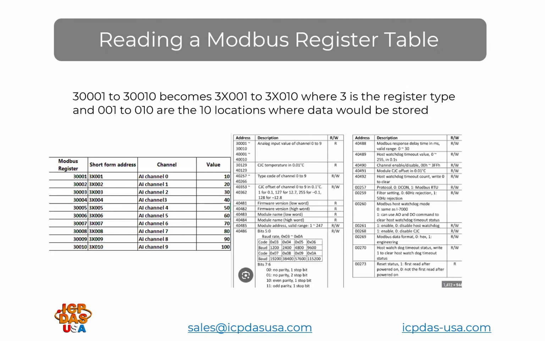Taking a closer look at this table, Modbus registers 30,001 to 30,010 contain data from analog input 0 to 9. The values I just filled in with some sample data. The short form address is directly derived from the Modbus address. This is an alternative form of the address. The 3 defines the type of register that it is, while the digits after the X are the memory location of the data. For instance, 3X001 is an input register, which can only be read, not written to. The data can be found at memory location 1, while 3X010 is also an input register. Its data can be found at memory location 10, where a value of 100 is stored.